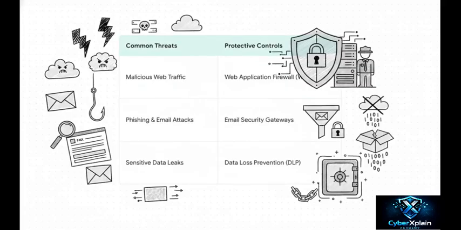Now, let's talk security. What if that digital letter you're sending or receiving contains a virus? That's a huge problem. This is where things like phishing and malicious web traffic happen. To stop them, we use something called a web application firewall, or a WAF. It's basically a security guard for the website, checking every single visitor before they're allowed inside.